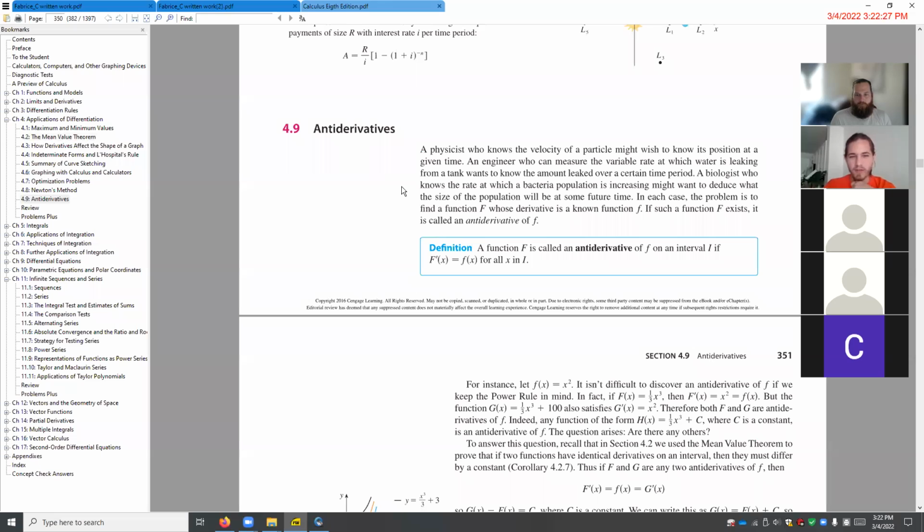I thought an antiderivative was an integral. Yeah, they are. Okay. We don't know that yet, but yes.